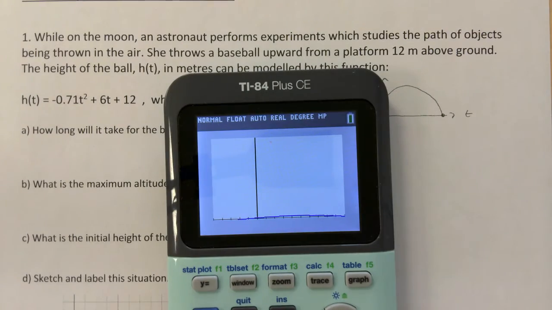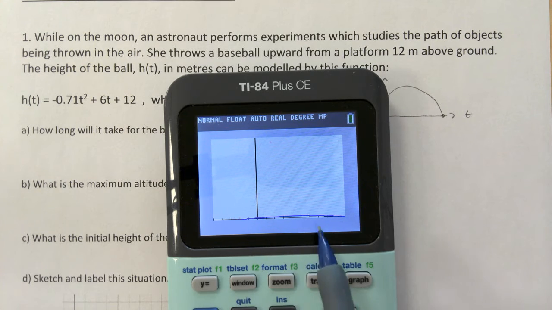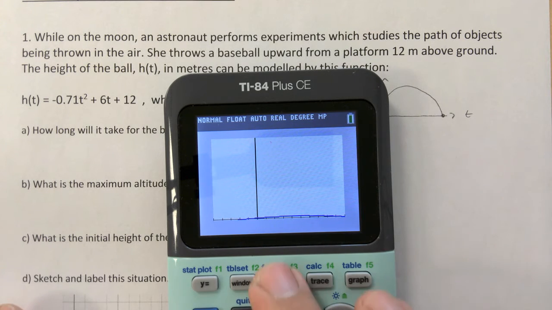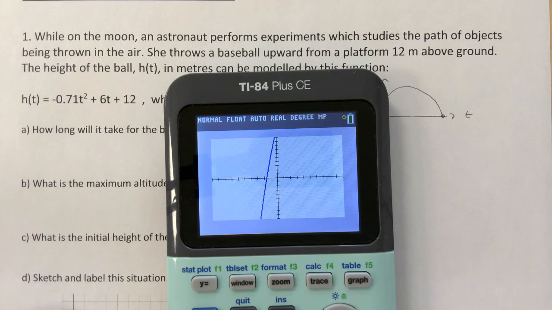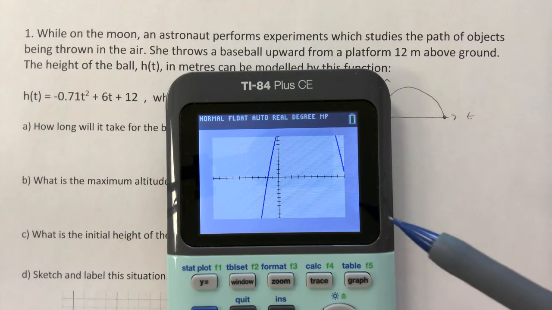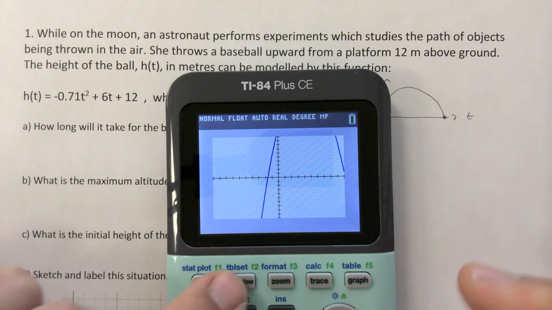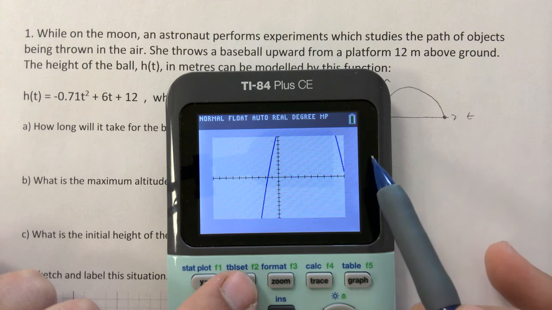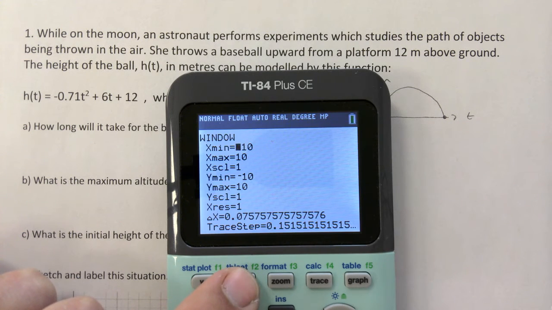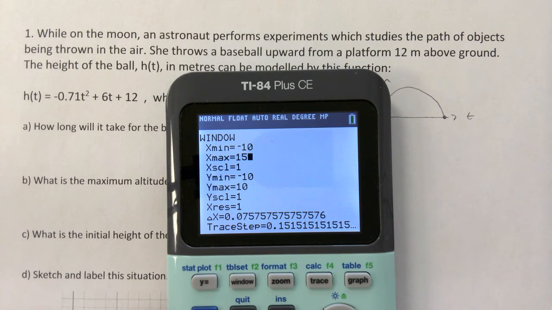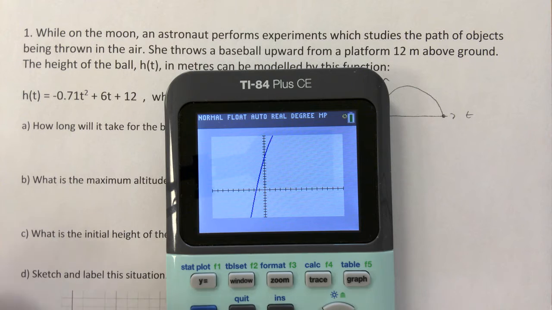Turn off the front lights here. Press graph, and I can't see anything, or very little, right? So ZOOM 6 is my go-to. Most of the time, it will at least help you get started, right? So then I'm going to just expand up and a little bit to the right. I'm going to turn that to 15. I'm going to turn that to 20 perhaps. Still not good enough.